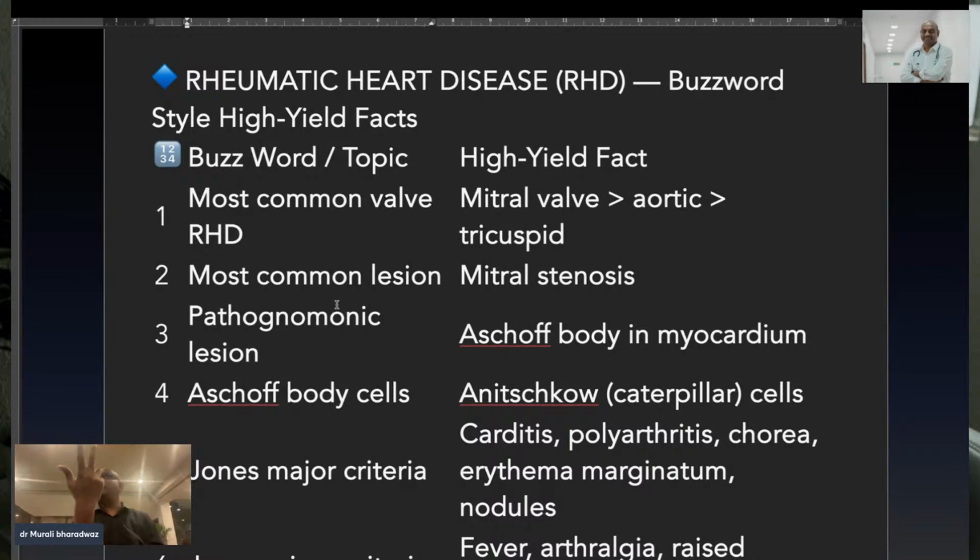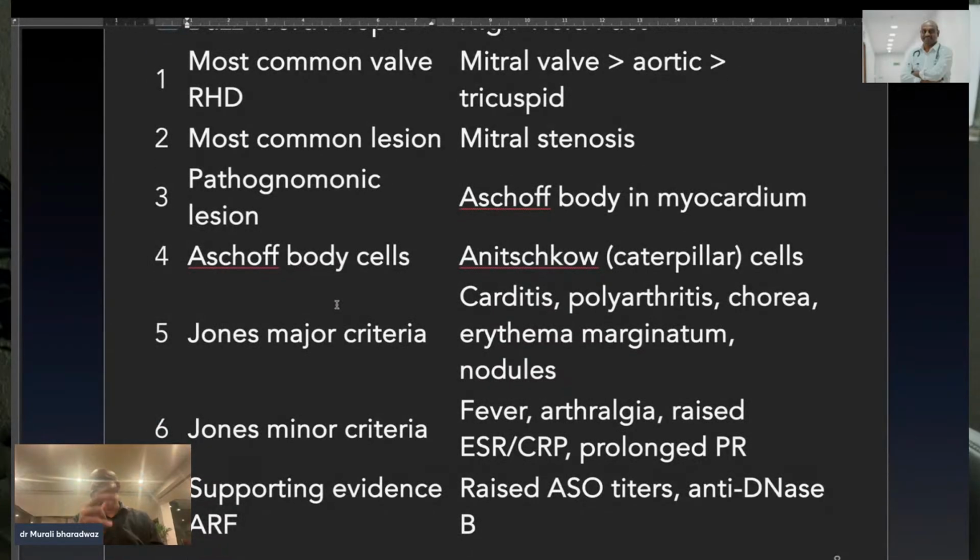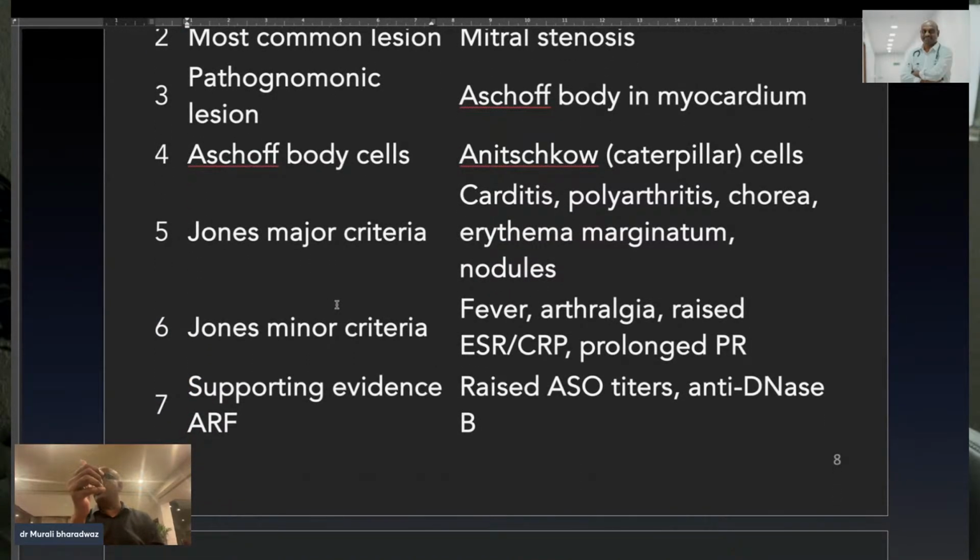Most common valve involved in rheumatic heart disease is the mitral valve. Most common lesion is mitral stenosis. Pathognomonic is the Aschoff body in the myocardium. And what are Aschoff body cells? Anitschkow cells, which look like caterpillars, classical.